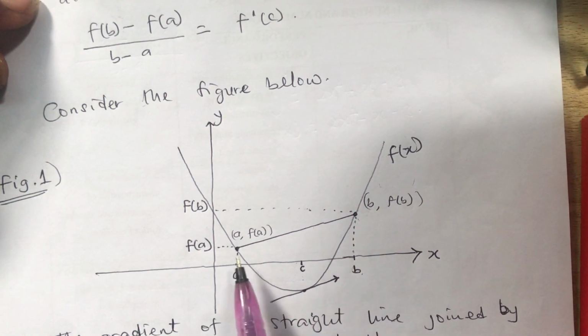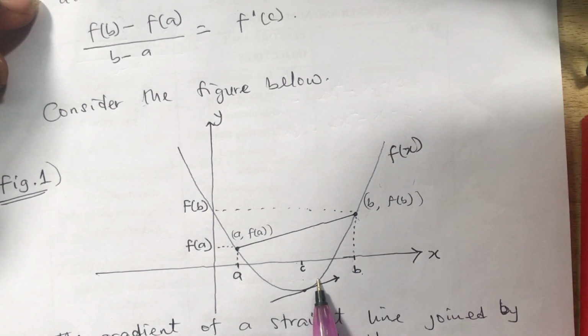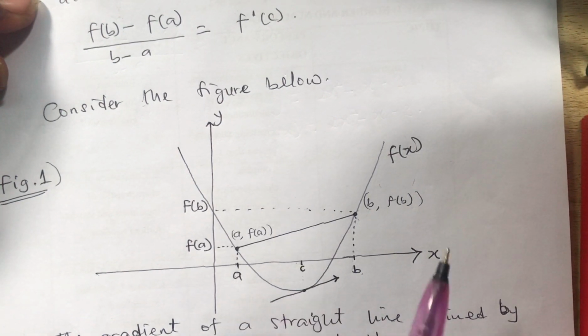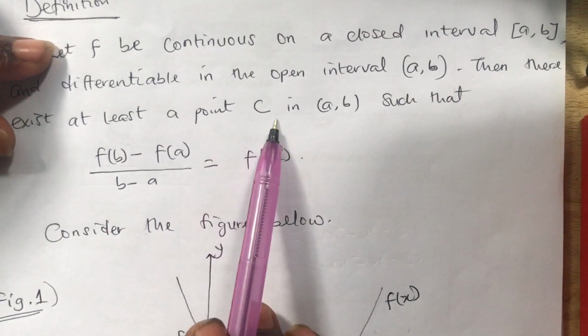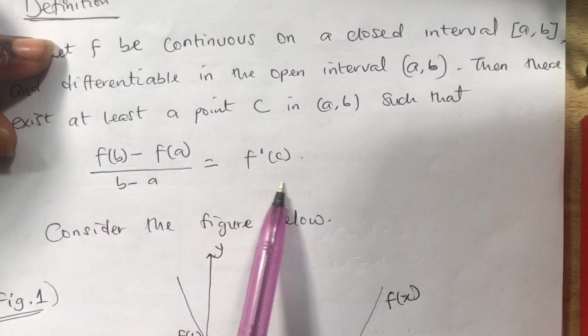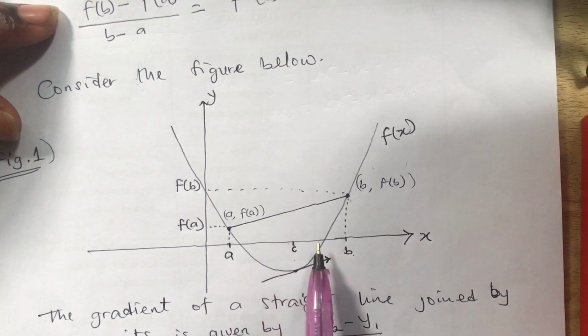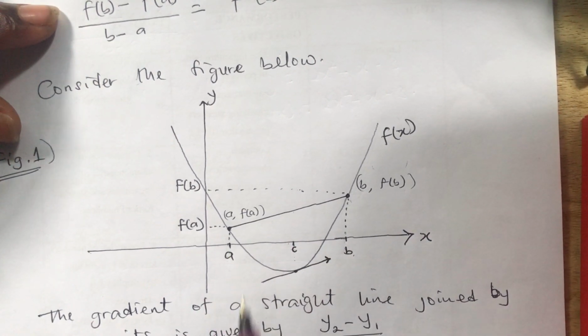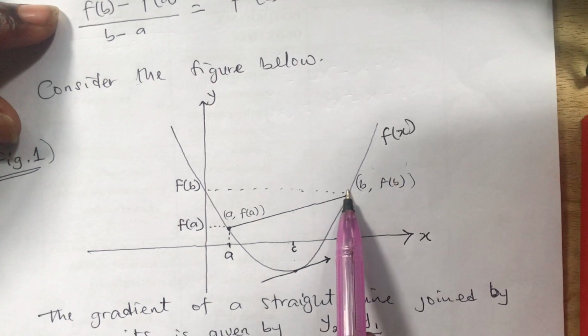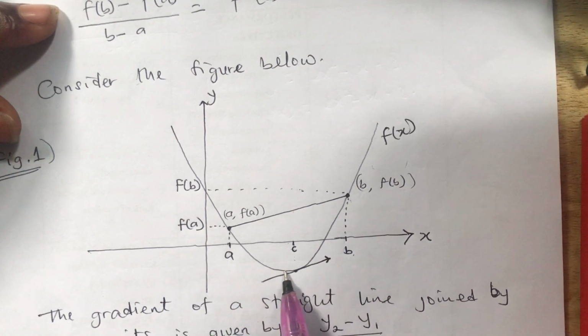Since this curve is continuous and differentiable, the mean value theorem is telling us that there exists a point c in (a, b) such that this happens. If the function is continuous in this closed interval [a, b], then there exists a point c in between a and b such that when we find the gradient function of this curve, remember that we said the gradient function of a curve is the gradient of the tangent to that point on the curve.